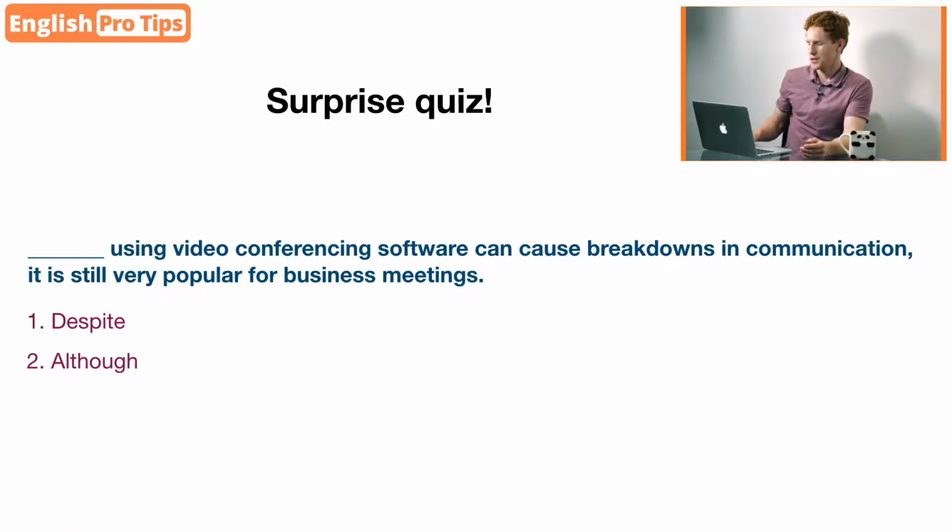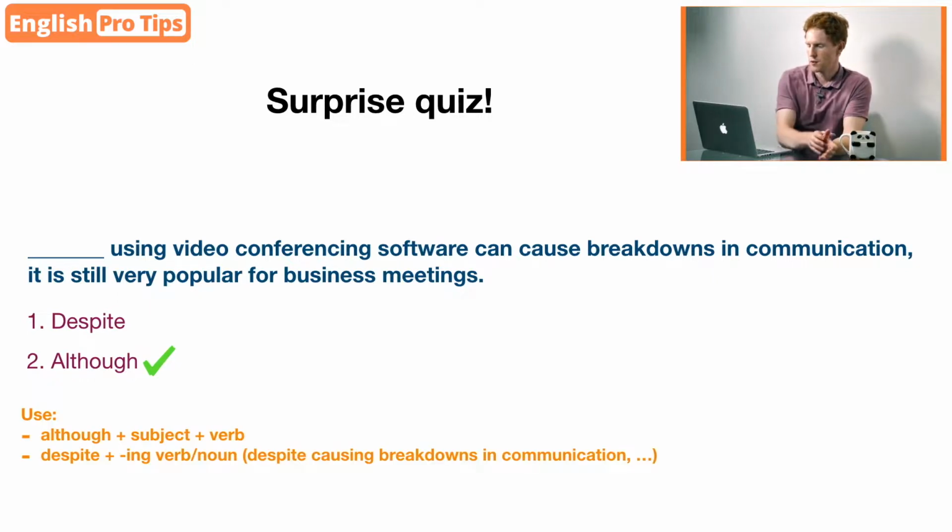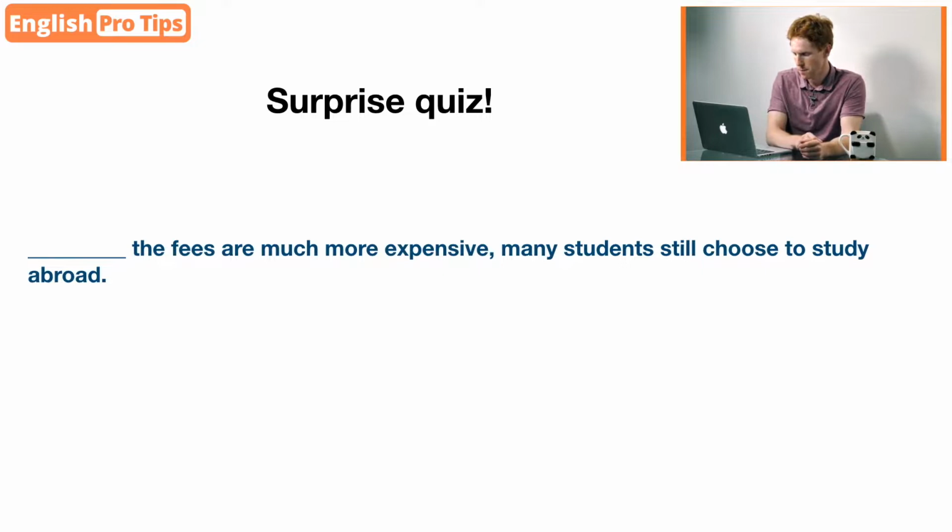Okay. The answer is although. Remember, we have although plus a subject and a verb, and that's what we see here. So the subject is using video conferencing software, and the verb is can. If we want to use despite, we need an ing verb or a noun. So despite causing breakdowns in communication. Again, the structure is important. Let's have a look at the next one.